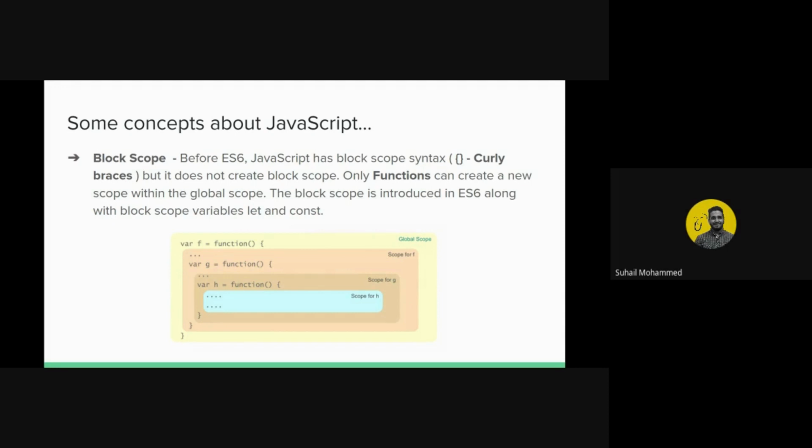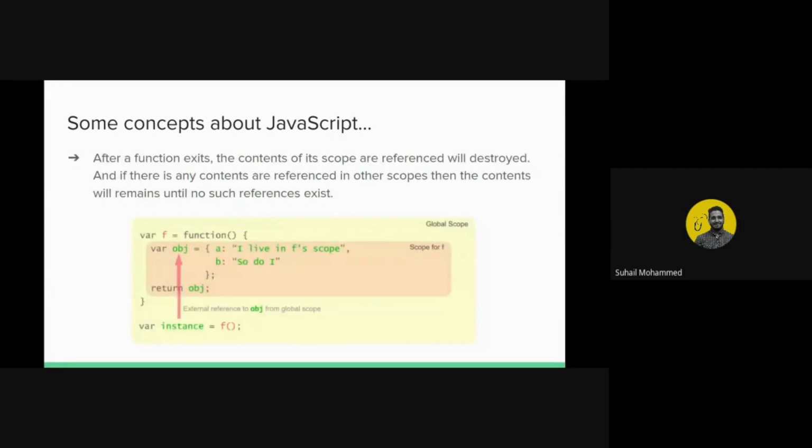After ES6, block scope was introduced along with the block-scoped variables let and const. The second thing: after a function exits, the content of its scope is also destroyed if there is no reference to it in the global scope.